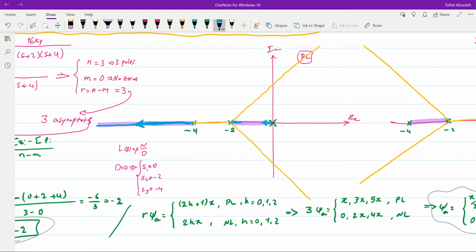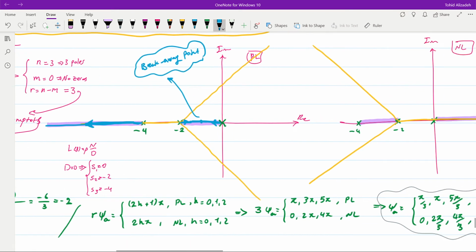For the branches originating from the pole at -2 and at the origin, we know that they will move towards each other. They will meet at some point, and then they will depart the real axis. We need to find out that point, and that point will be a breakaway point. So we need to find one breakaway point for the positive locus.